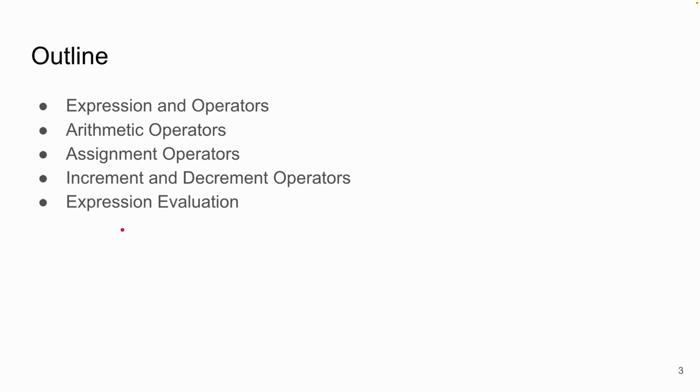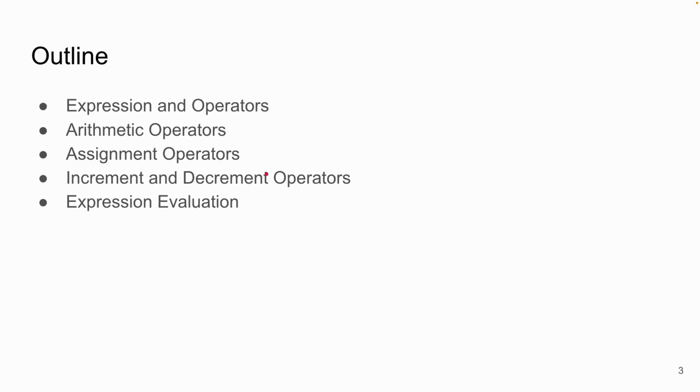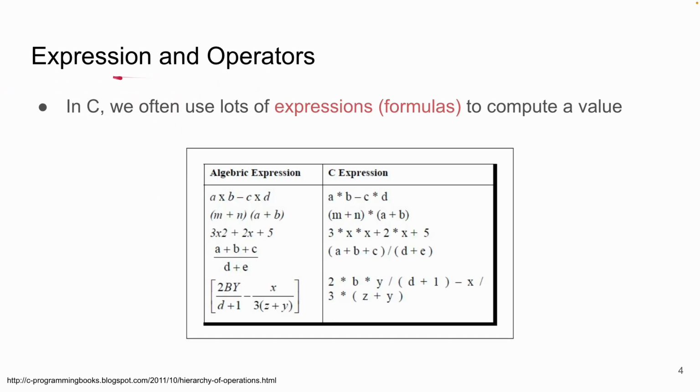Finally, we will talk about expression evaluation. In this topic, we'll talk about how the order in which we evaluate different expressions is actually important. We need to know how the order of evaluation will influence the outcome of an expression. So let's start with the first topic here, expressions and operators.